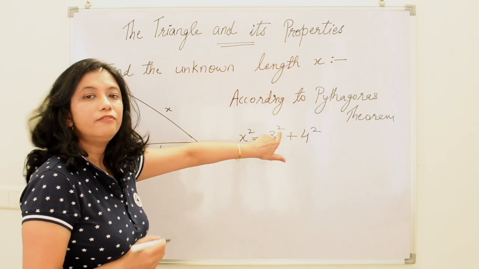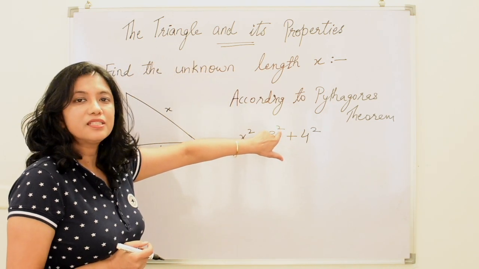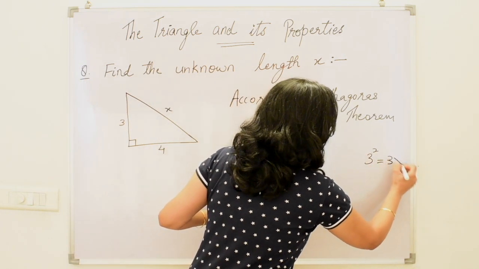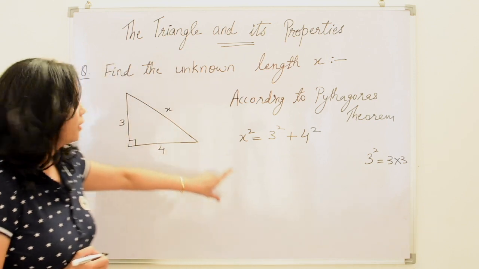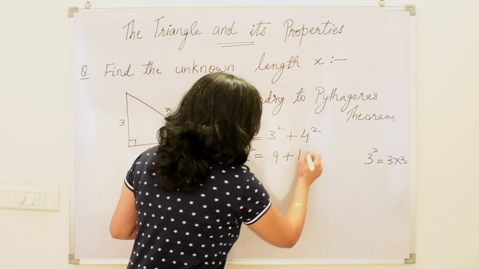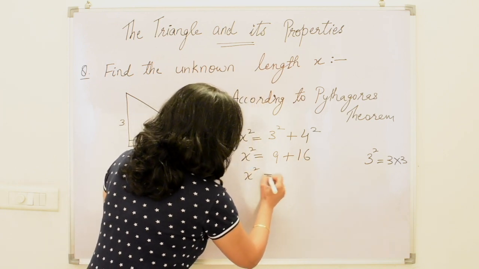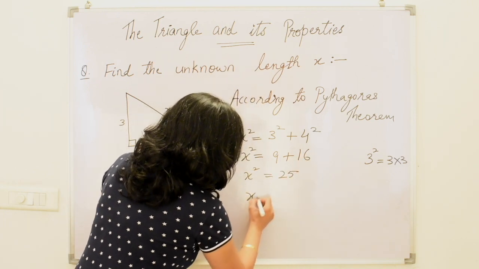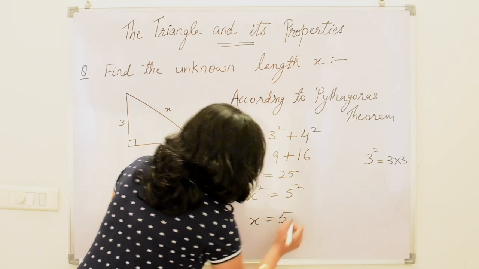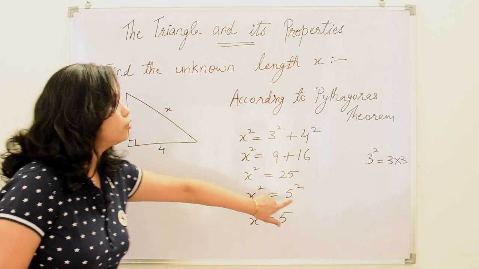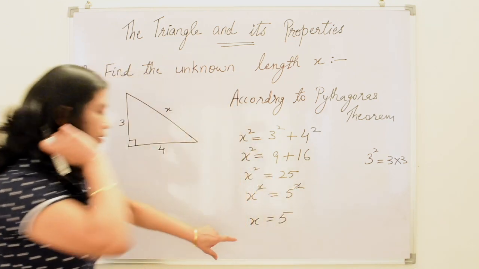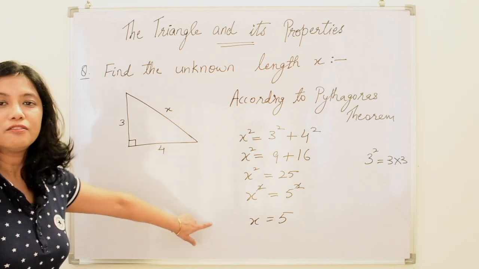This is square. When we write a small 2 over any number, this is called square. Square means if we write 3 square, that means 3 multiplied by 3. So now here x square is equal to 9 plus 16, x square is equal to 25, x square is equal to 5 square. So x is equal to 5. When x square is equal to 5 square, that means x is equal to 5. We cut these squares. So the value of x is 5 here.